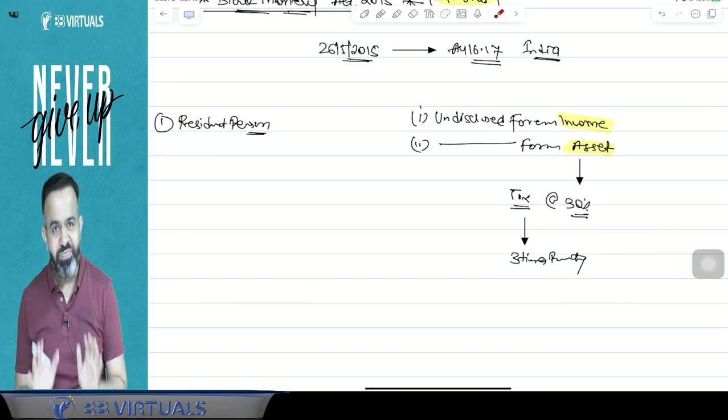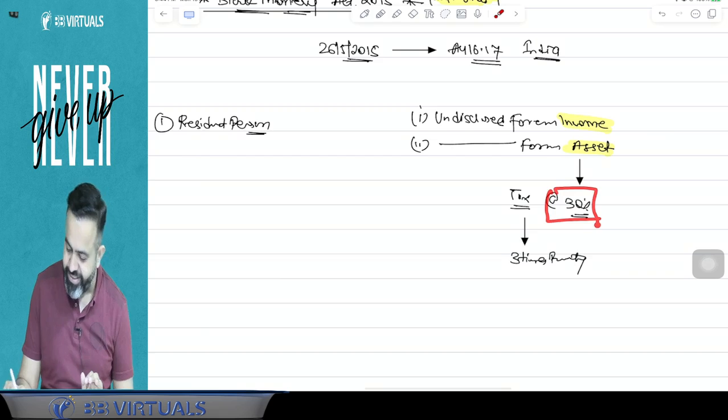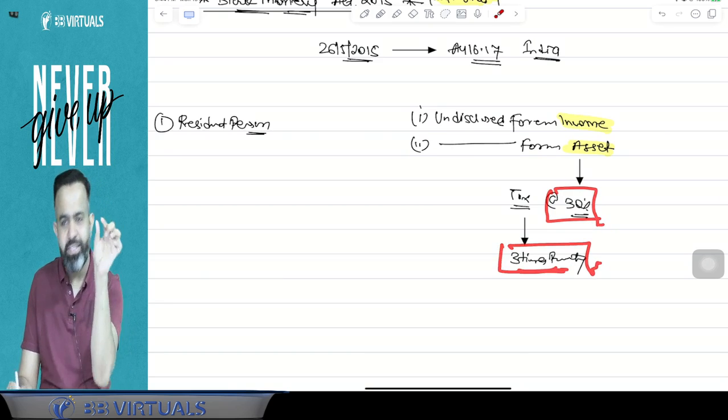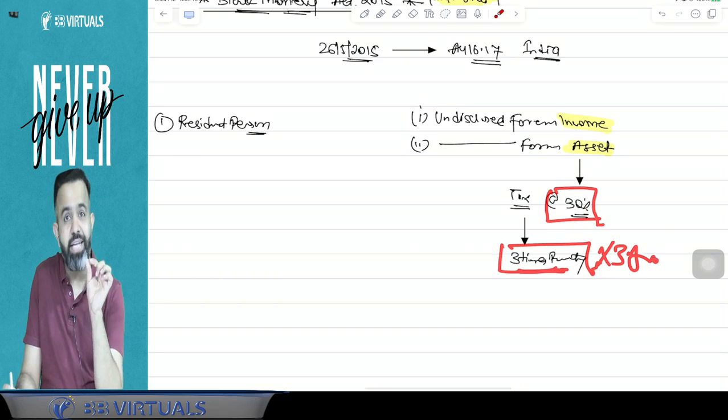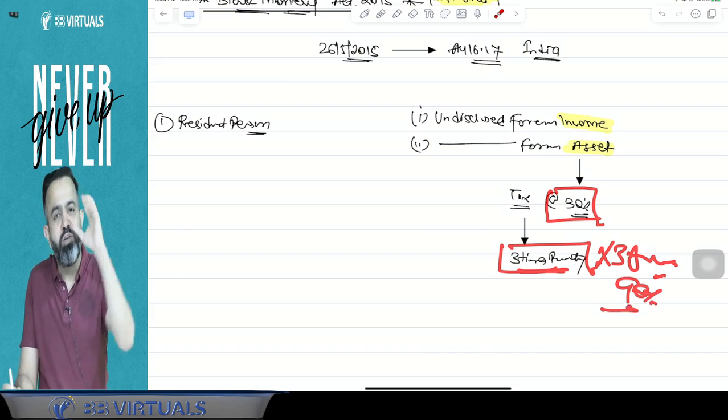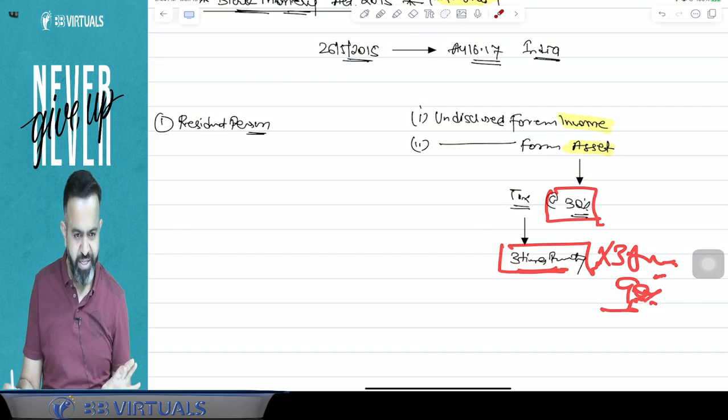So under this act, what is the tax rate? Tax rate is 30%, and 3 times the tax is a penalty. Means whatever the tax amount, it is multiplied by 3 times. 3 times means in total you can say it is 90%. So in total you have to pay 120% to the government.